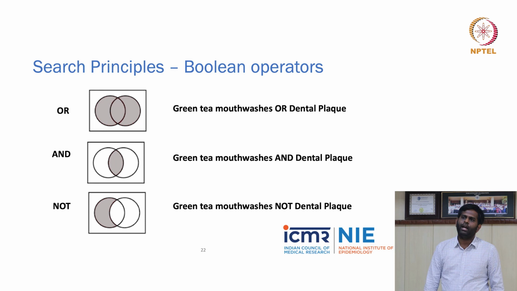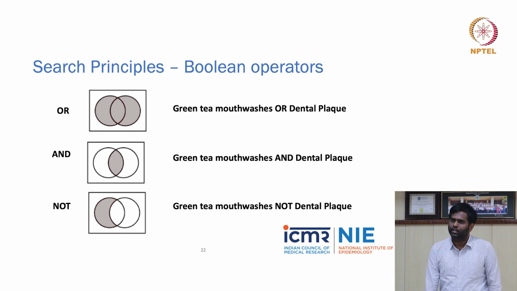Instead, if you use an AND function between the two keywords, like green tea mouthwashes AND dental plaque, it is only going to show you those articles which contain information about both green tea mouthwashes as well as dental plaque. The article shown in the results should have information about both key terms in the same article. Only then it will be reflected in the search. So this is the intersection between green tea mouthwashes and dental plaque. Only those articles will be shown in the search.